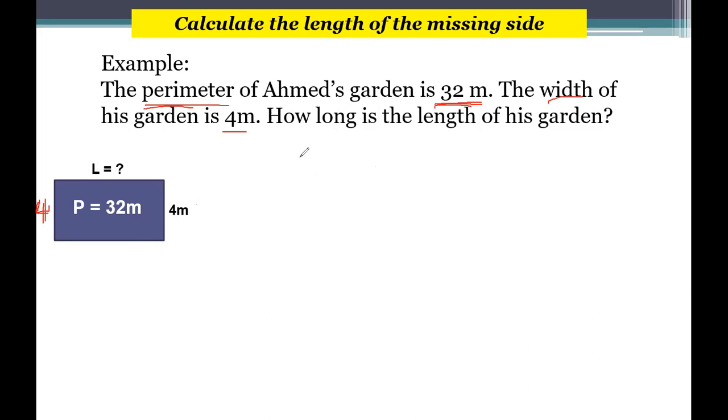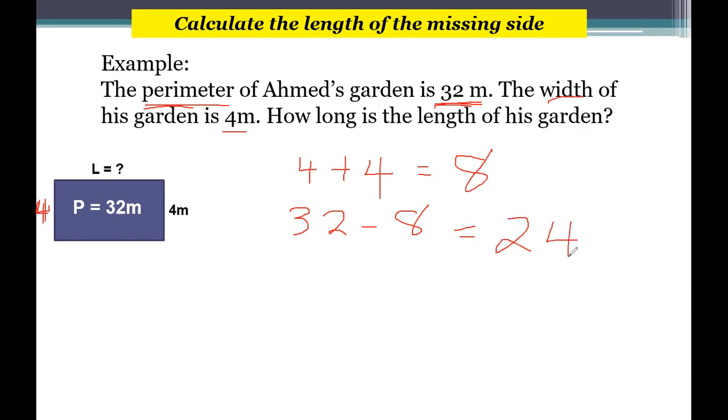Okay, so the first step now, I'm going to add the total of the two widths, which is 8. Okay, now I'm going to get my perimeter, the perimeter of the garden. I will subtract 8, which is, what is 32 minus 8? So it will be 24, correct? So then I will get again the 24.